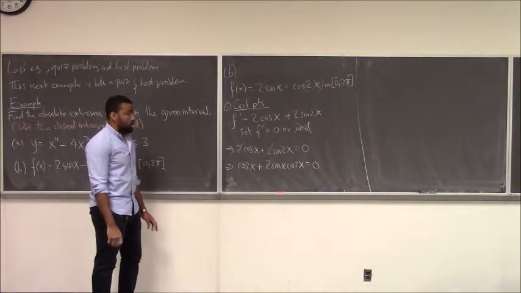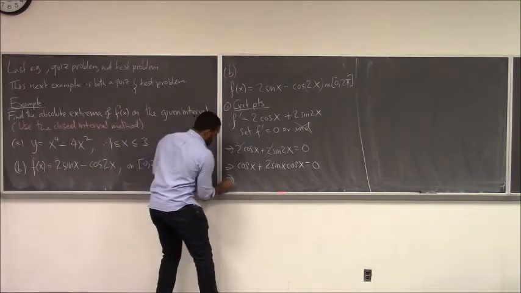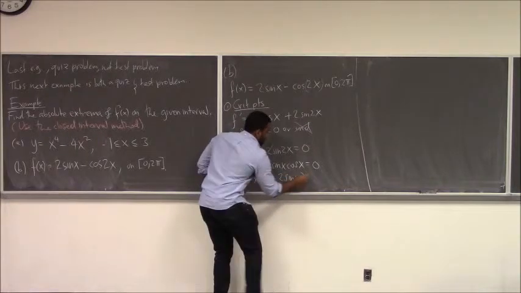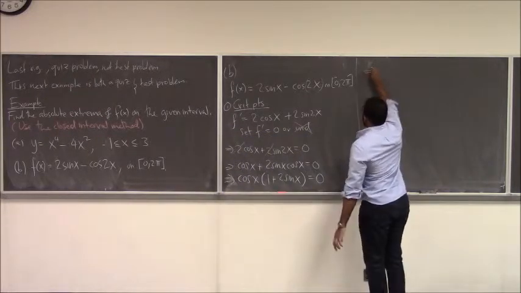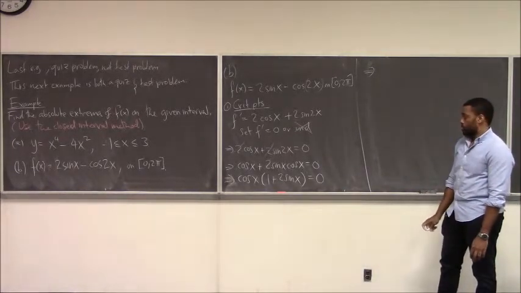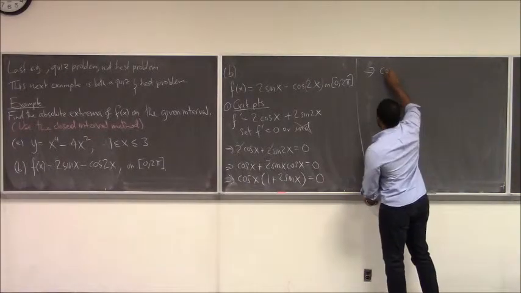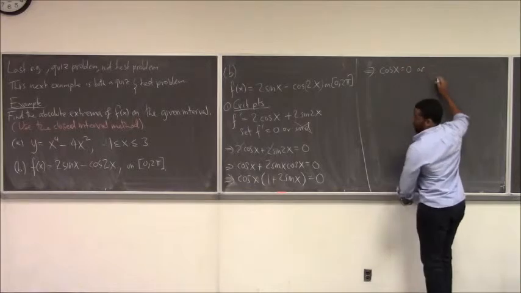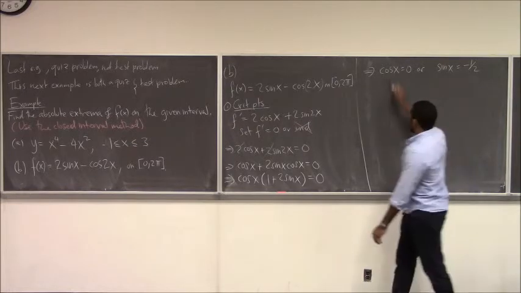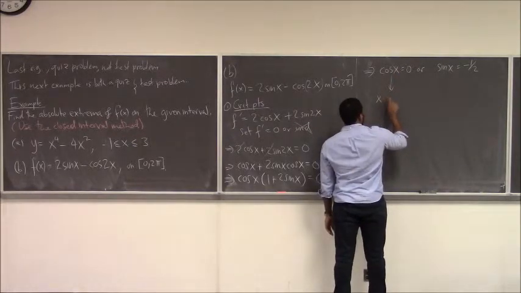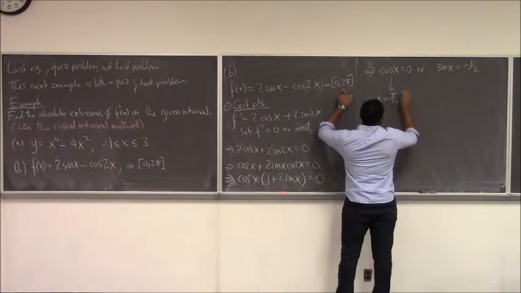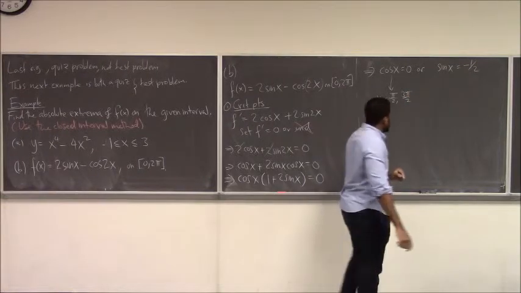You can factor this. So cosine x times 1 plus 2 sine x equals 0. What does that mean? Then you can just separate them. Right, so that means cosine x is 0, or sine x is minus 1/2. Okay, so cosine x equals 0, we should know that by heart. That is going to be, on 0 to 2 pi, pi over 2 and 3 pi over 2. So those are points we have to check.